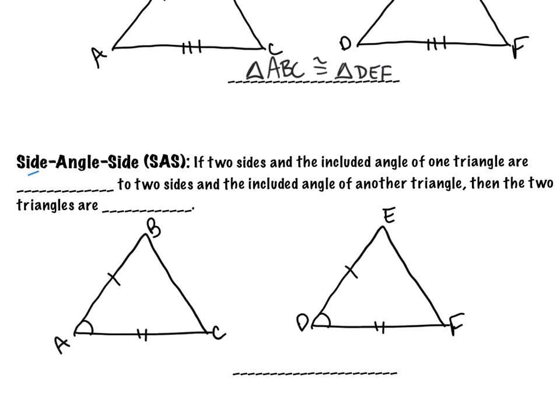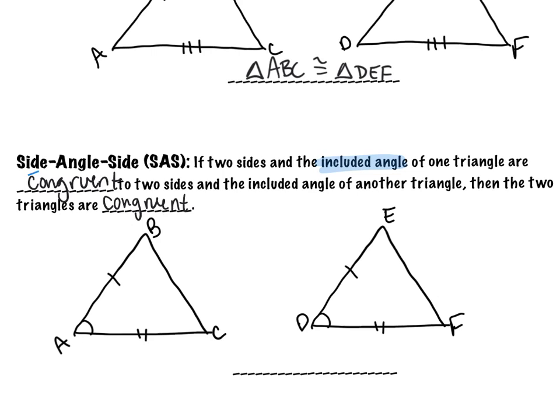Side angle side is where you have to pay a little bit more attention to what's going on. Right? So it says 2 sides and the included angle. This is the big part. Included angle of one triangle are congruent to 2 sides and the included angle of another triangle, then the 2 triangles are congruent. That's a lot of what we talk about in geometry.